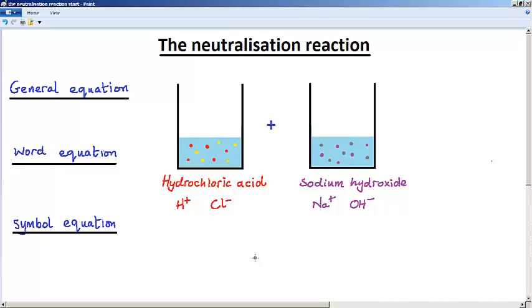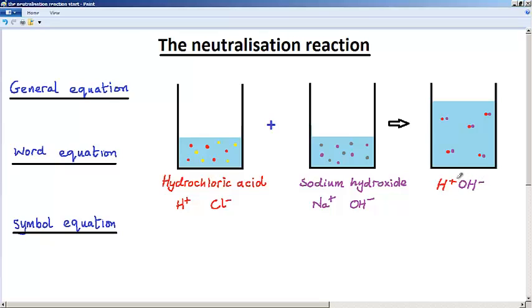Now let's look to see what happens when we add the hydrochloric acid to the sodium hydroxide. First of all, the hydroxide ions will join on with the hydrogen ions, like that, and they will cancel each other out. So the H plus ions join together with the hydroxide ions, the OH minus ions. The plus and the minus cancel each other out, and we're left with HOH, which is H2O, there are 2 hydrogens, in other words, water.